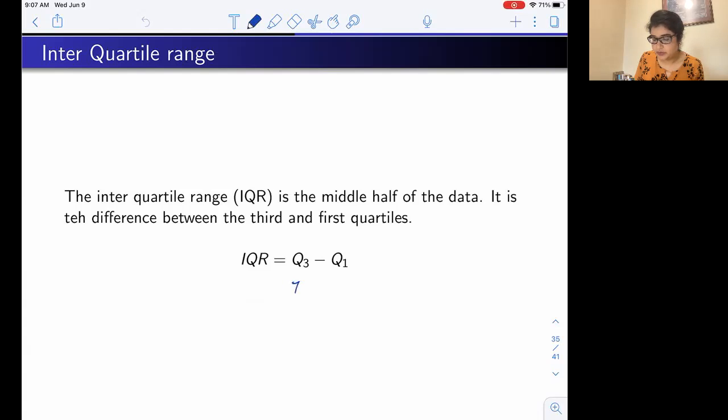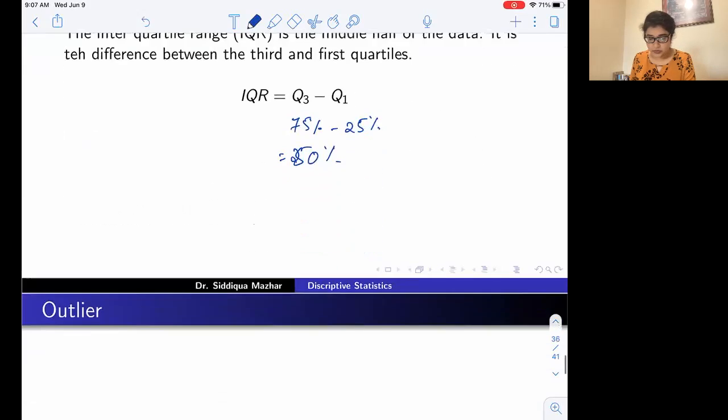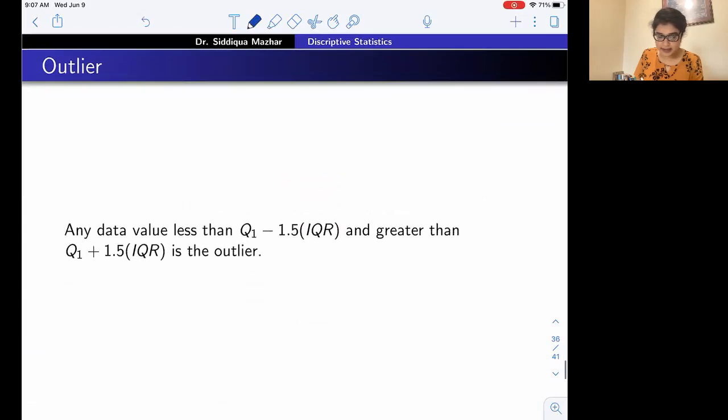And don't forget, Q3 is the bottom 75% of data, and Q1 is our first quartile, which is the bottom 25% of data. So it is giving you overall 50% of your data. Here is the correction: this is Q3, not Q1.